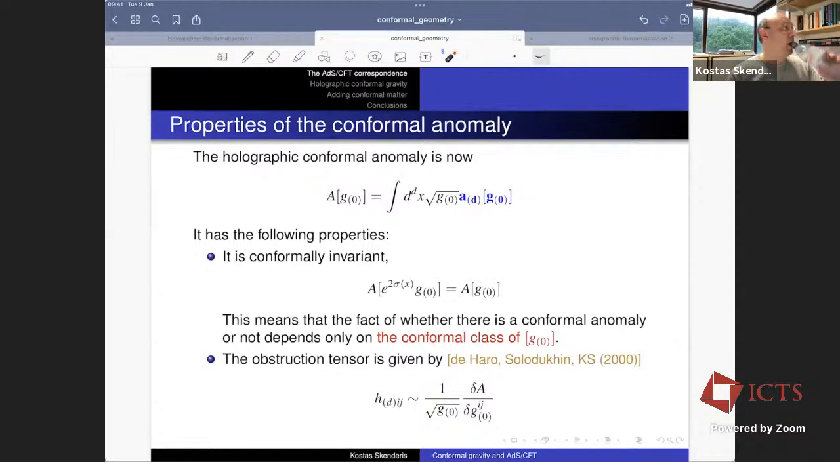Yes, so the anomaly itself is conformally invariant, and this is going to play a role in a minute. And this obstruction tensor, which plays an important role in mathematics, is nothing but the energy momentum tensor associated with an action which is just the anomaly.